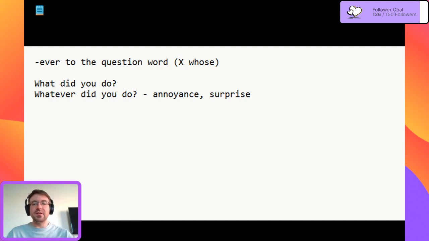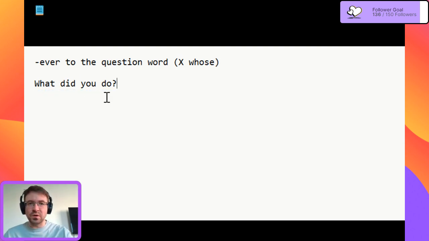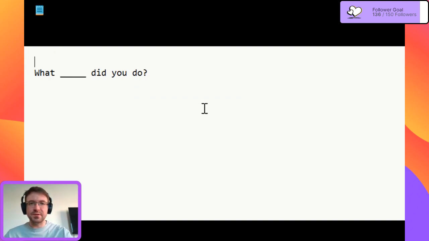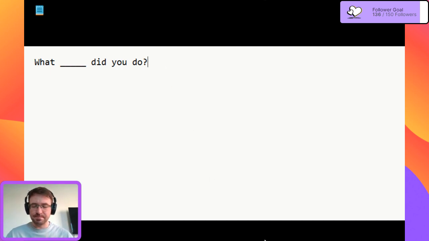Another typical way that we can show surprise or annoyance is by adding a phrase. We just use what did you do, and add a phrase in this space between the question word and the verb. Now, what can we use here? If you are being polite or standard English, we can say, what on earth did you do? What the heck did you do? We can also say, what the hell did you do? Is also fine.